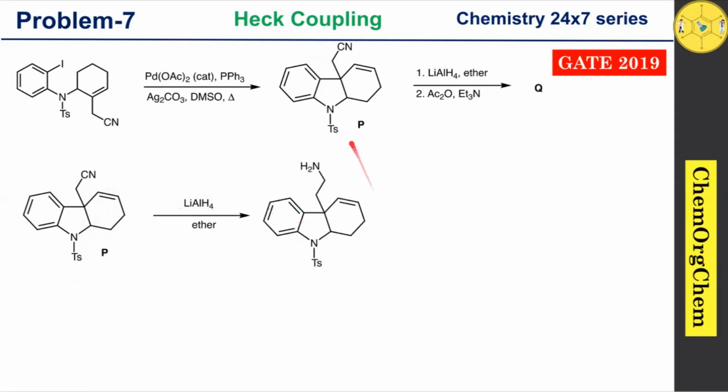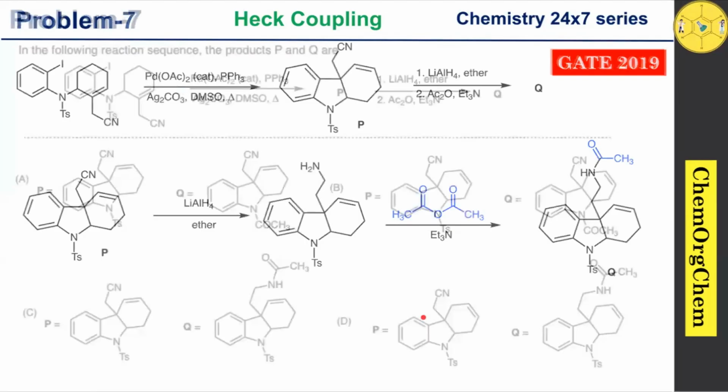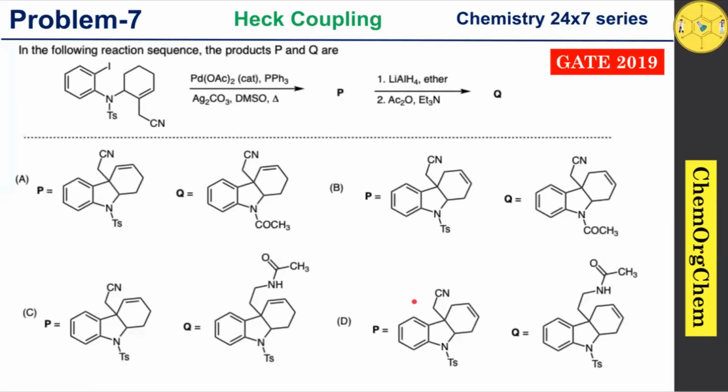After the generation of this amine, it then reacts with acetic anhydride in the presence of triethylamine. Acetic anhydride is one of the common acylating agents. Under basic conditions, this amine is acylated to produce this corresponding acylated product. So this is our product Q. Well, let's move to our question. As per our discussion, among the four answers, the correct option for this question is option C.